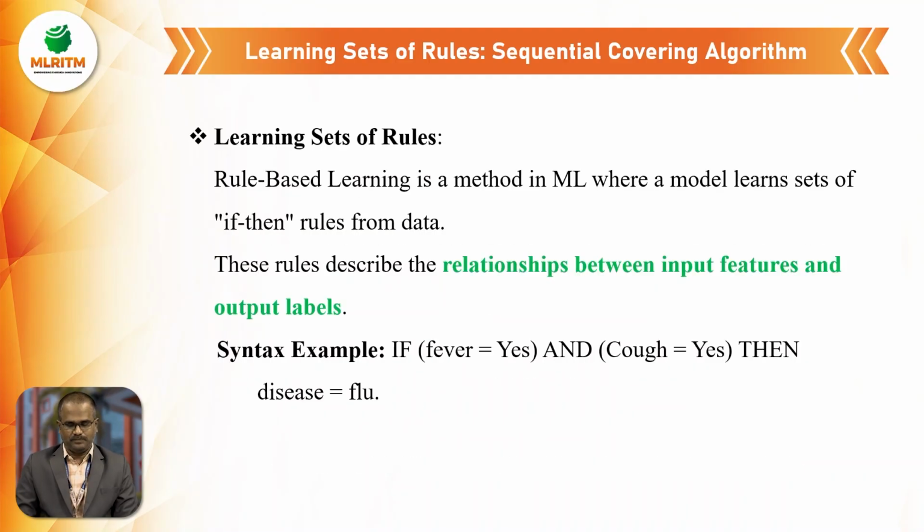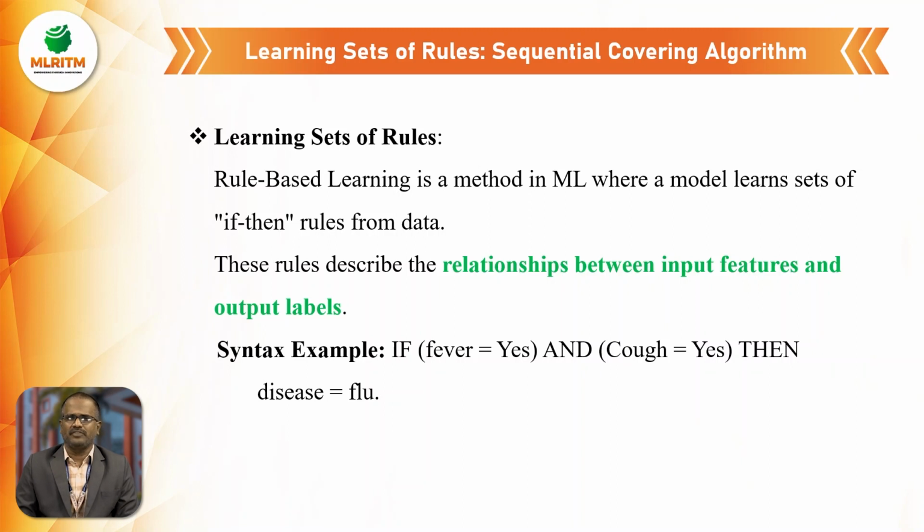Learning sets of rules is a rule-based learning method in ML where a model learns sets of if-then rules from the data. So, by observing the data, a machine can form the if-then rules. By understanding if-then rules, it will learn something. These rules describe the relationship between input features and output labels.